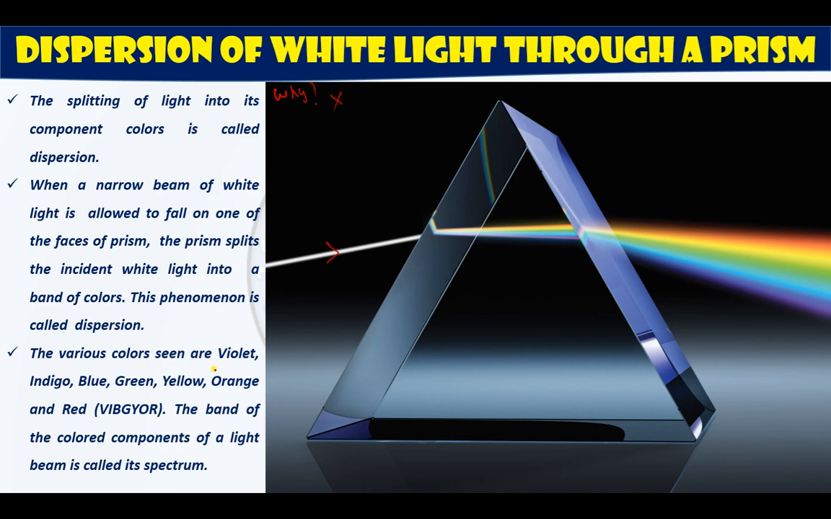The various colors that we see are violet, indigo, blue, green, yellow, orange and red, which are abbreviated as VIBGYOR. V for violet, I for indigo, B for blue, G for green, yellow, orange and red. The band of the colored components of the light beam is called spectrum. This band that we see over here is known as spectrum. Fine. Band of 7 colors.